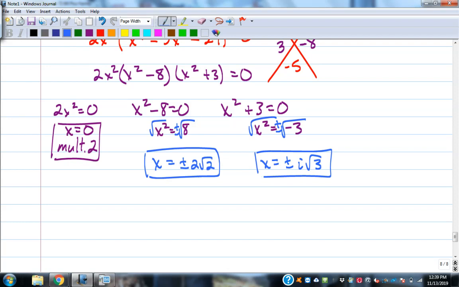So what's happening at 0 for the graph? Bouncing. And what's happening at positive and negative 2 radical 2? It's crossing the x-axis. And then is anything happening on the graph with the complex? No. Okay. All right. 2 more and we'll be done.